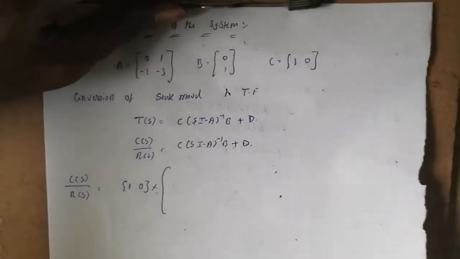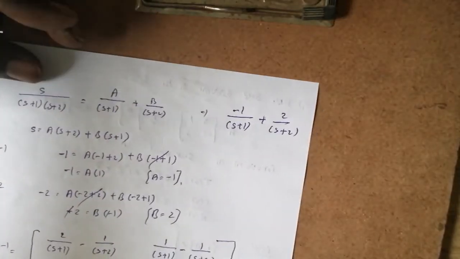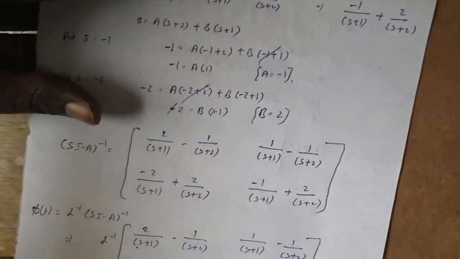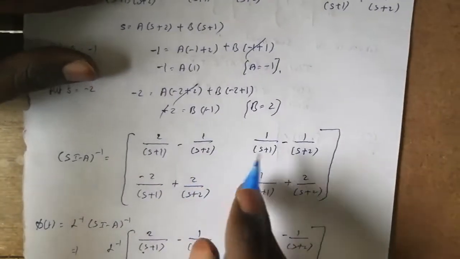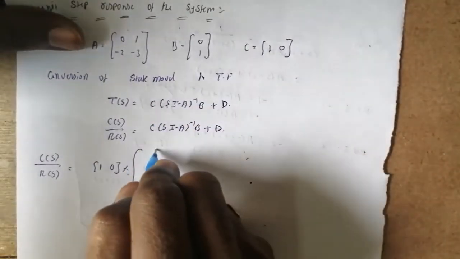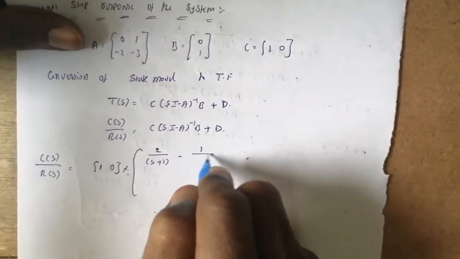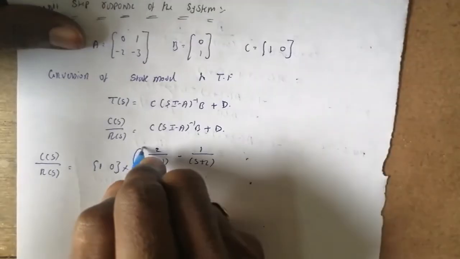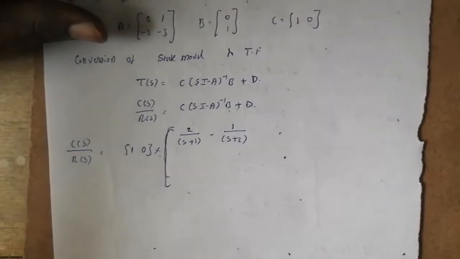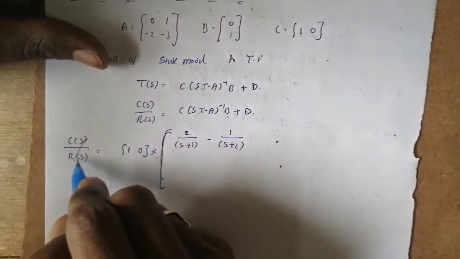So this is the (sI minus A) inverse matrix, so you have to write this: 2 by s plus 1, 2 by s plus 1 minus 1 divided by s plus 2. So this is the first term. Anyway, you can write it like this also.